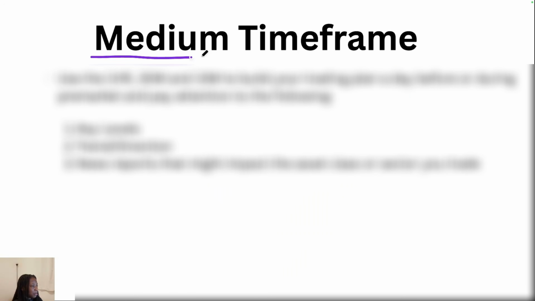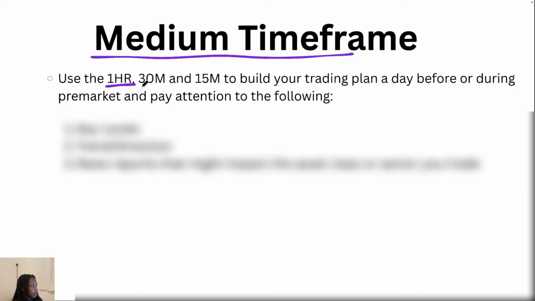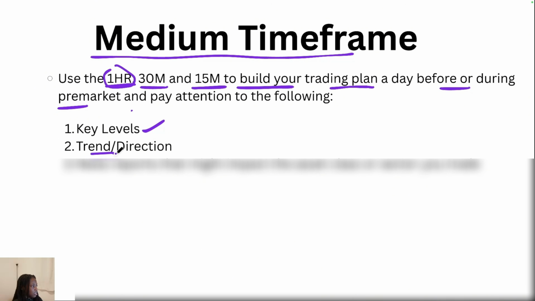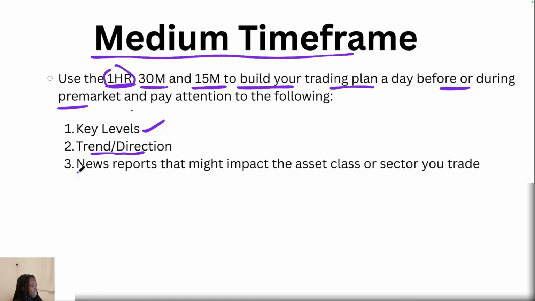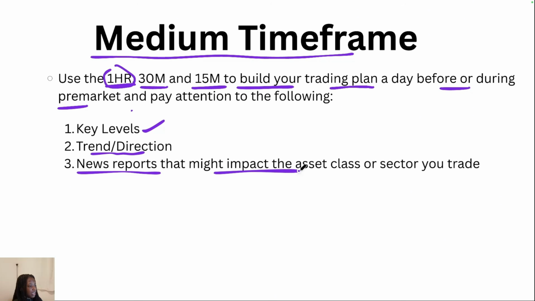Now, talking about the medium time frames. The medium time frames are special, especially for people that day trade and scalp. You want to use your 1 hour and 15 minutes to build your trading plan a day before or during your pre-market planning, and pay attention to your key levels. Remember earlier I said that I use the 1 hour time frame to draw my levels, and it also would give you direction and any news report that might impact the asset class or sector you trade.